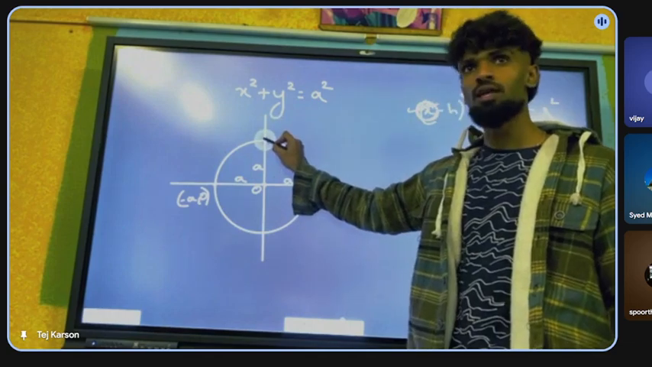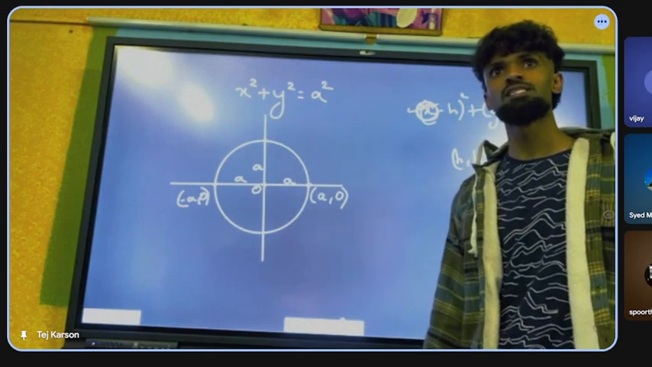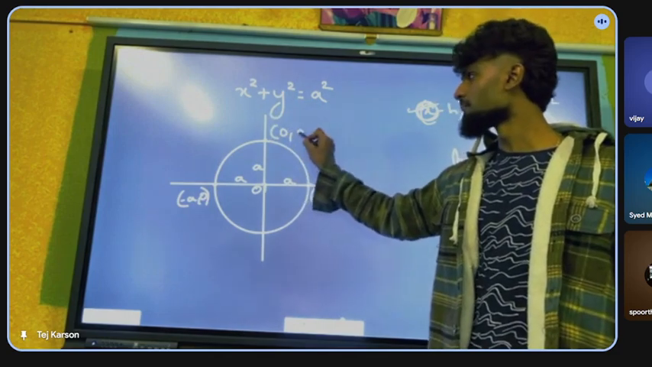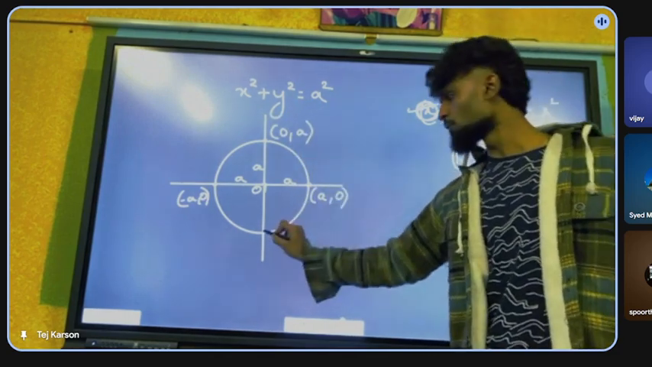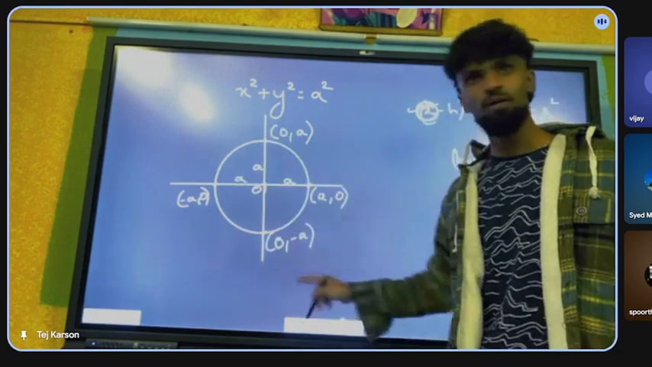I'm marking this point. Think and tell me. This point is being marked on which axis? Any point on the y-axis is 0 comma something. So it will be 0 comma what, the distance covered. What about this point? 0 comma. Was any of this given to me in the question?